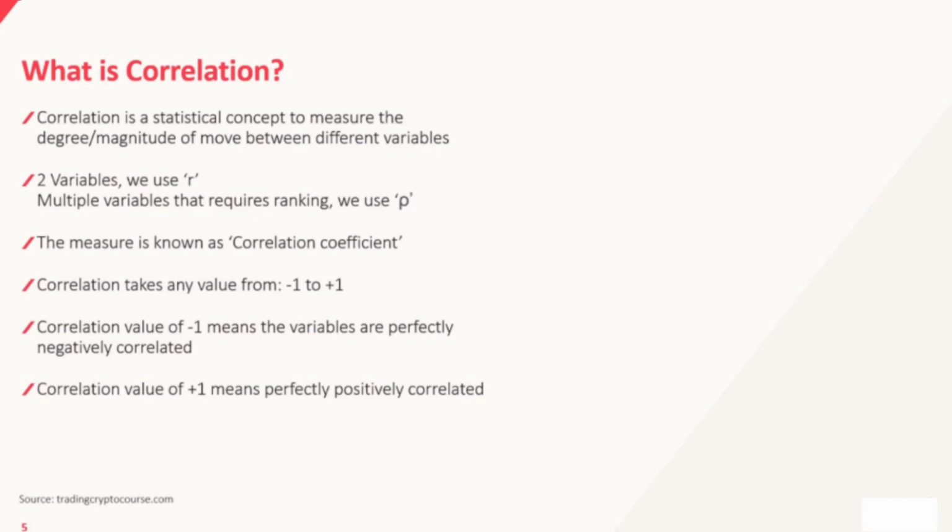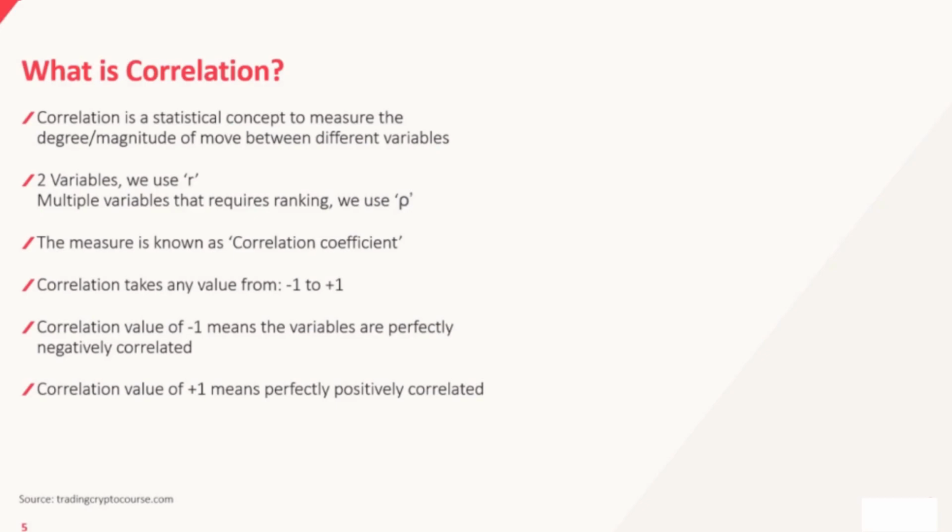When we talk about correlation, it is a statistical concept, but when we calculate it, the measure is known as the correlation coefficient. And the correlation coefficient takes a value only from -1 to +1. This is important for you to note: -1 to +1 is the correlation coefficient range.